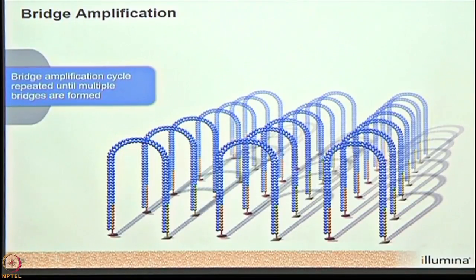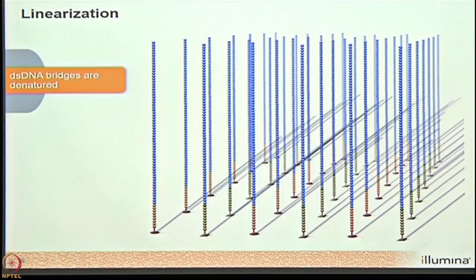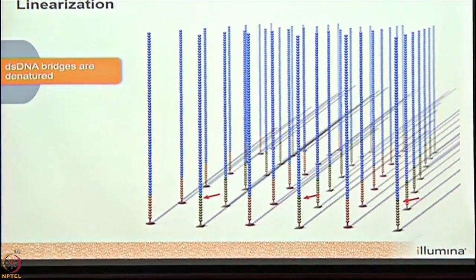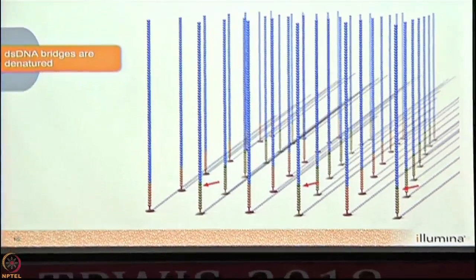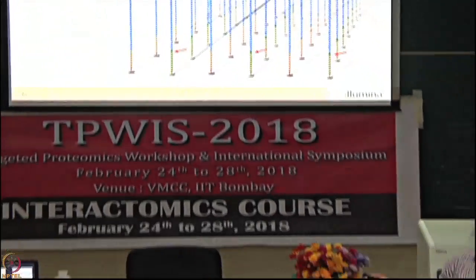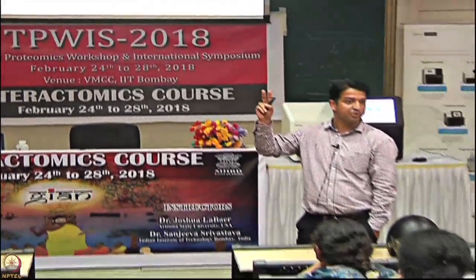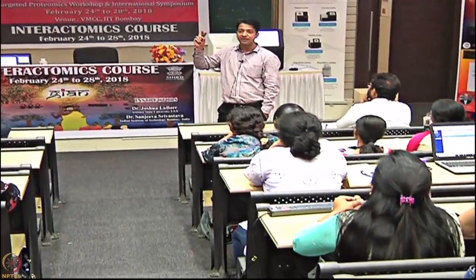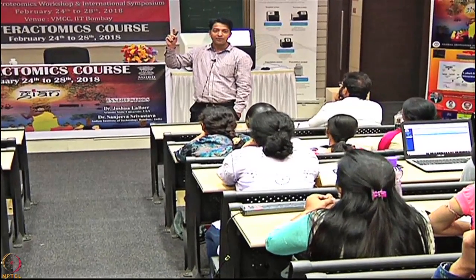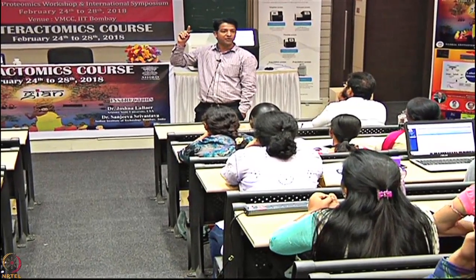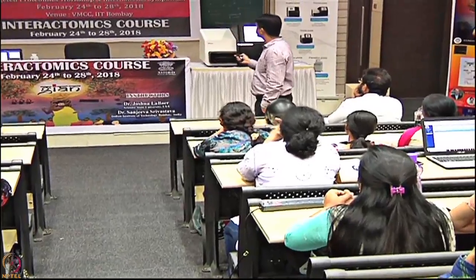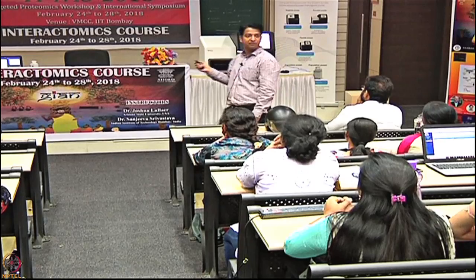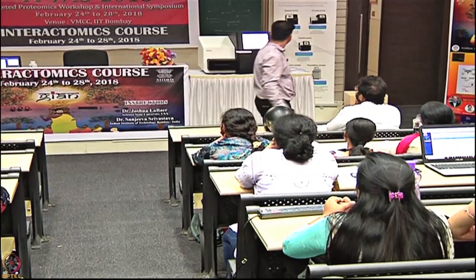Okay, so again we denature all the fragments. Essentially you can see it contains two strands. Which strands does it contain? Forward and reverse. Both the strands it contains. So what we do is initially we cleave the reverse strand and we carry out the sequencing for the forward strand. Okay. So now on the flow cell you can see which strand is retained.